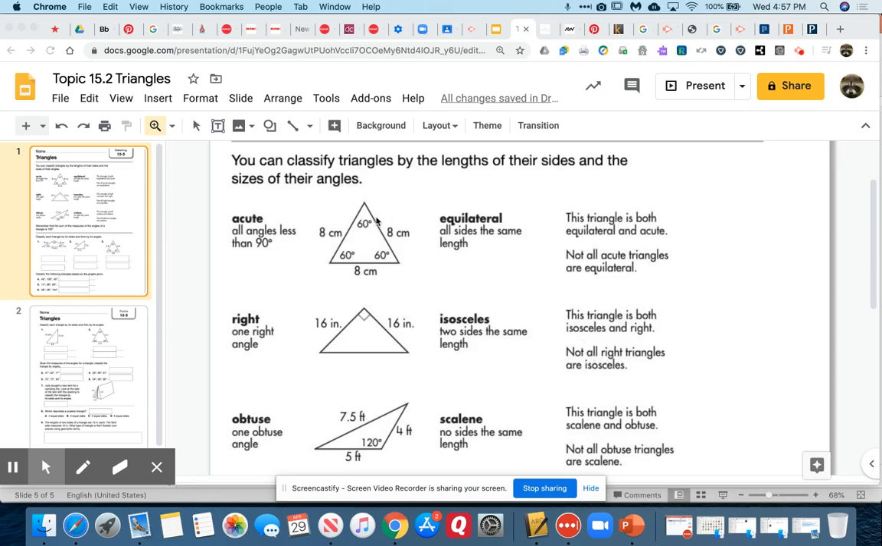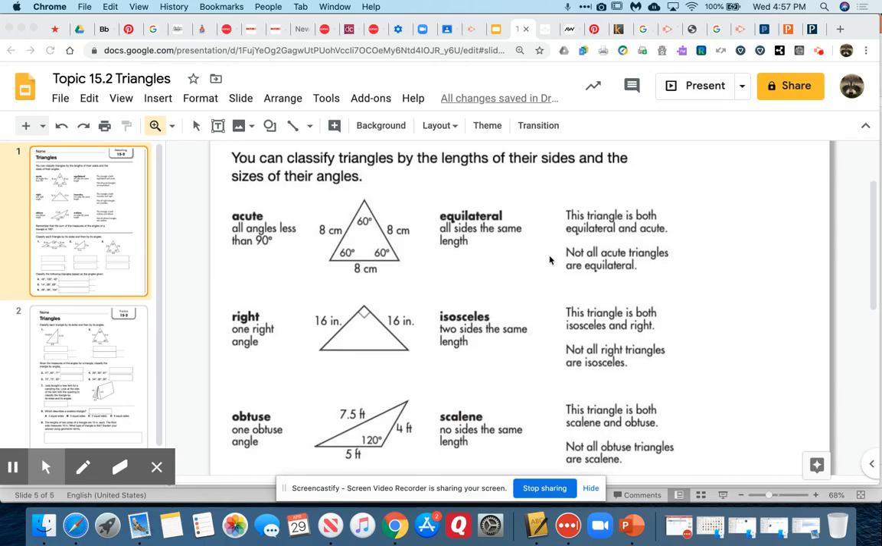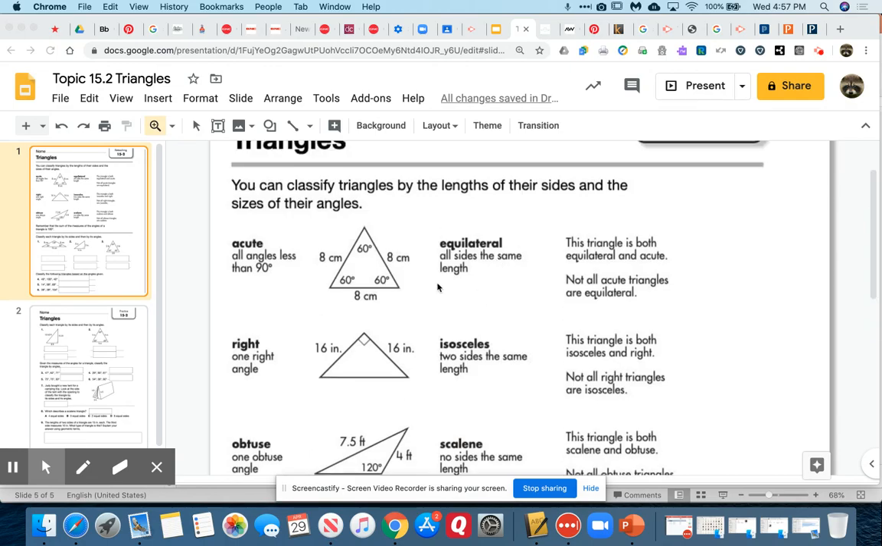Okay, today we're looking at topic 15.2, triangles. And so first let's go ahead and go over the way that we can classify triangles. You can classify triangles by the lengths of their sides and also by the sizes of their angles. So there's two different ways you can classify a triangle.